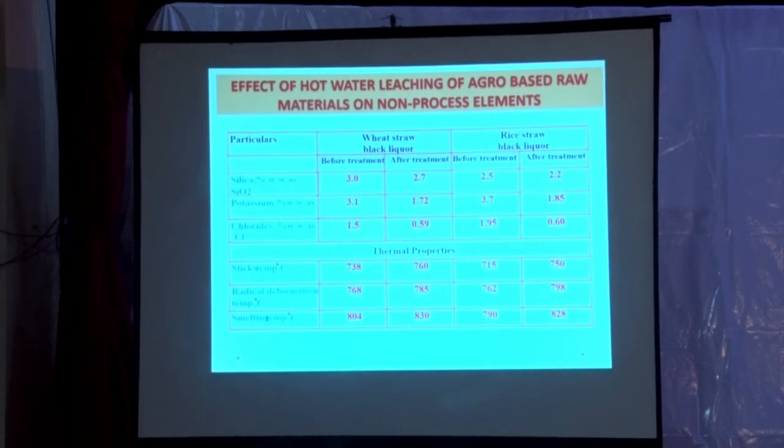Now, in the existing system, what is the best you can do to reduce the entry content, mainly of chloride, potassium, and silica?